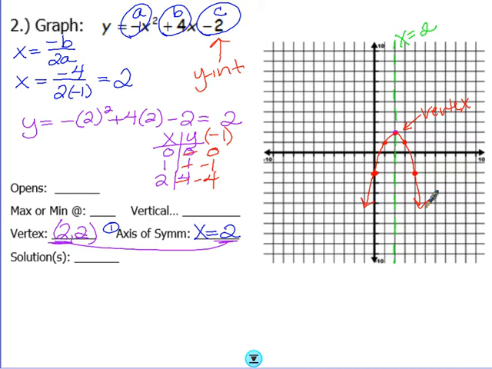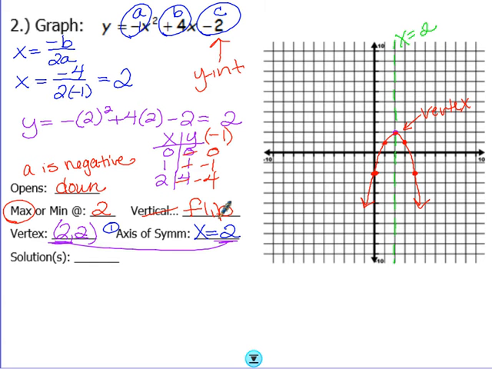And now once we have our graph, we can go ahead and answer our questions. This opens down. And why does it open down? Because our a is negative. Do we have a maximum or a minimum? Do we have a high point or a low point? We have a high point, it's our maximum, and what is that value? It is a 2. Do we have a vertical stretch or shrink? We don't, we just have a flip.